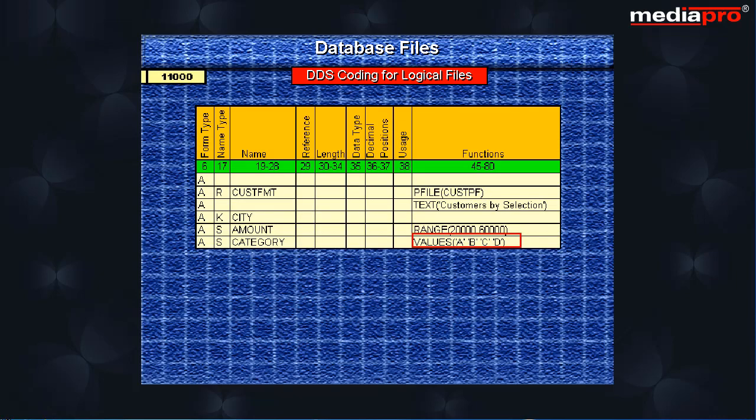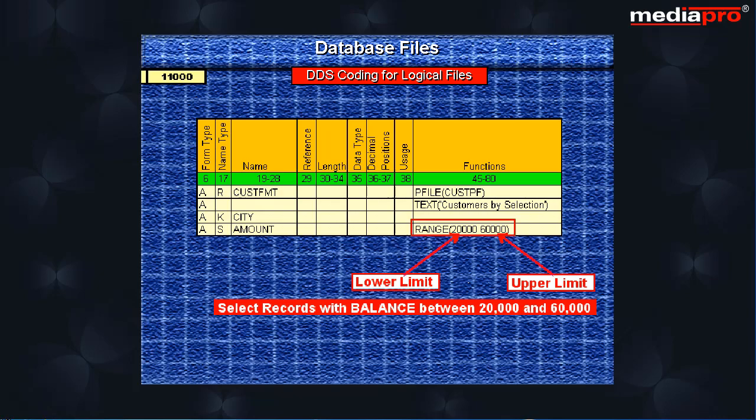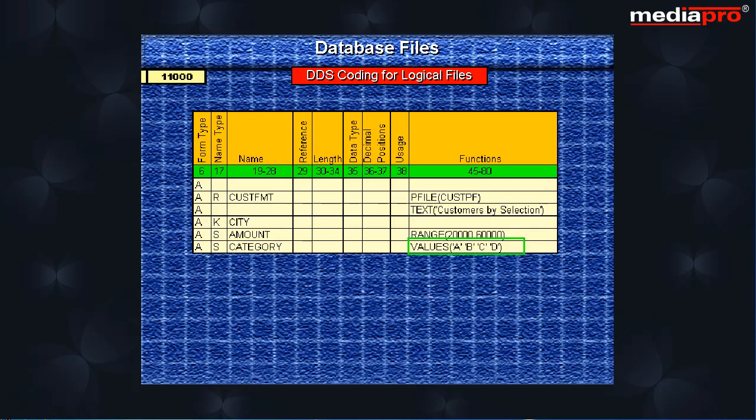The RANGE and VALUES keywords can also be used with select omit statements. The RANGE keyword takes two values, the lower and upper limits that have to be tested for. For example, here we say select all the records where the balance amount is between 20,000 and 60,000. The VALUES keyword can take a set of values. For example, here we are selecting all the records where the category field has a value of A, B, C or D.